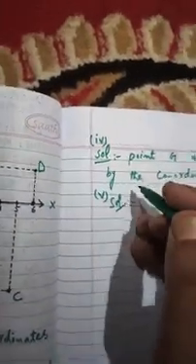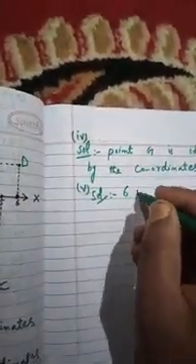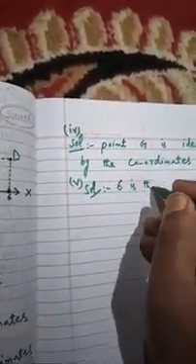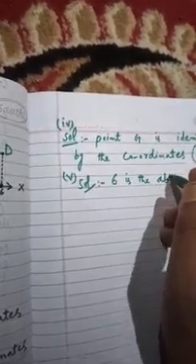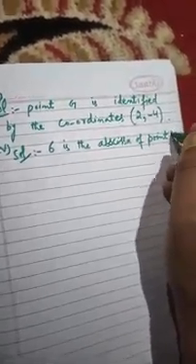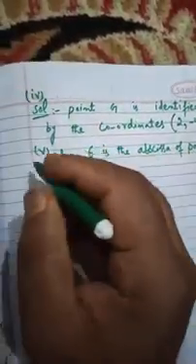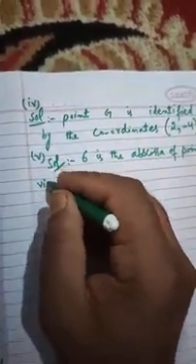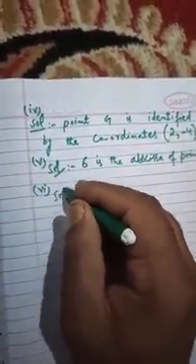Fifth part, the abscissa of the point D. So we can write 6 is the abscissa of point D. So this was the fifth part. Then we have the sixth part.